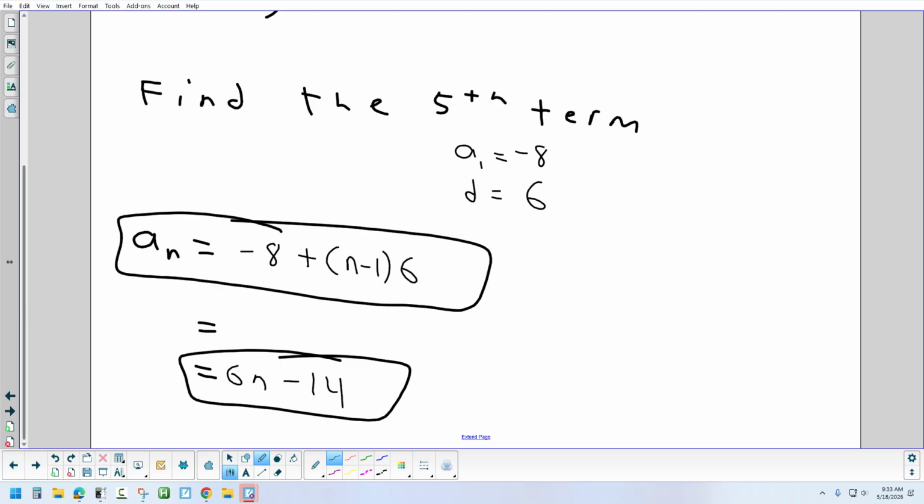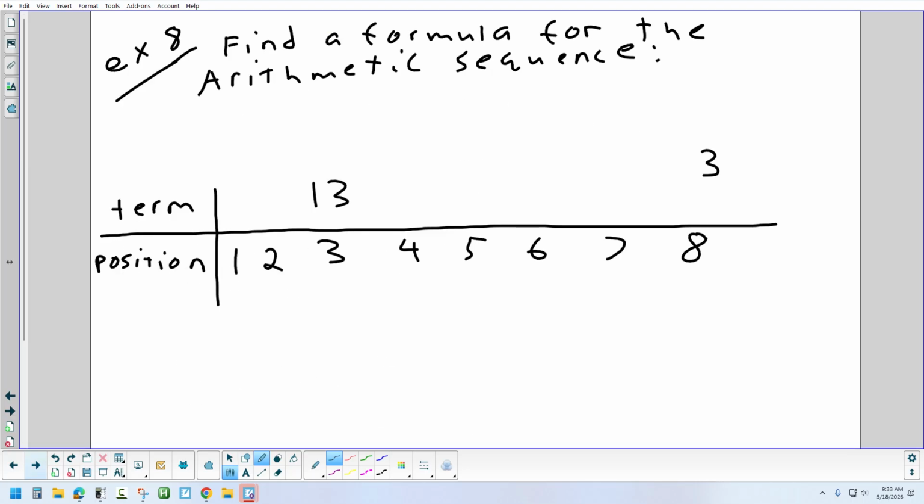Question on that one? All right, so now let's try this one. Find an arithmetic sequence for this. So they give us the third term and they give us the 8th term. How could we figure out what we're adding each time to get from the third term to the 8th term?